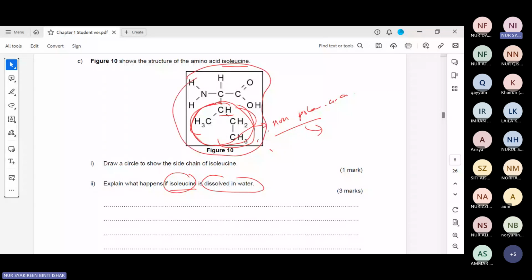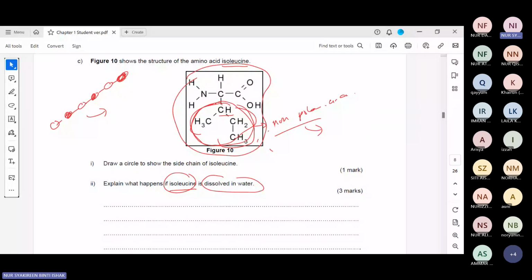But if we have a polypeptide chain like this one, and then you have isoleucine here, you have isoleucine here also, and here also. So it makes this polypeptide chain form a protein that has the property of hydrophobic, because it has so much isoleucine, which is non-polar. So it makes the protein later have a hydrophobic, non-polar property, and it does not attract water molecules.